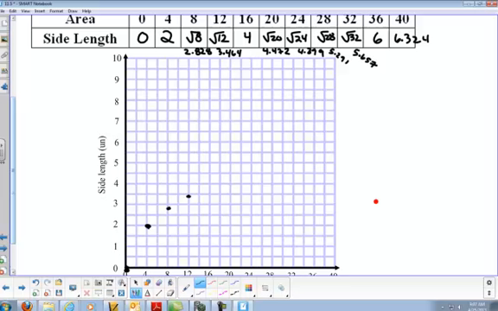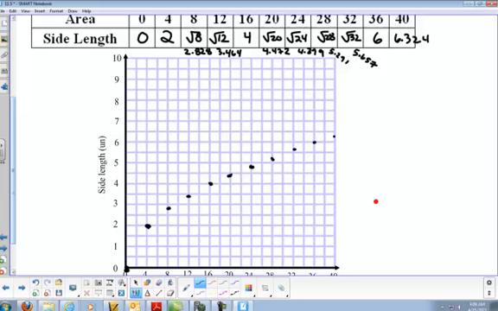16 gives 4. 20 gives 4.47. 24 gives 4.89. 28 gives 5.2. 32 gives 5.6. 36 gives 6. And 40 gives 6.3.